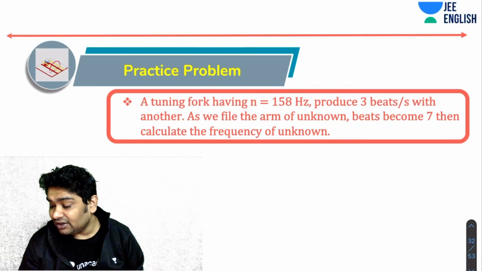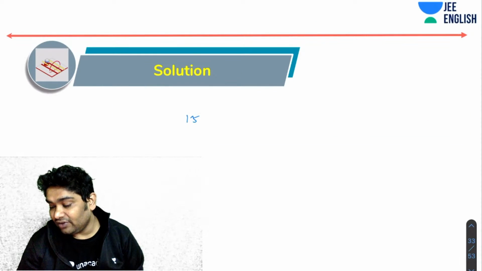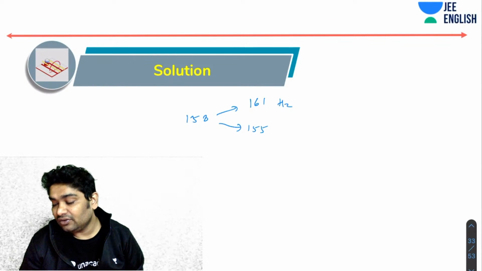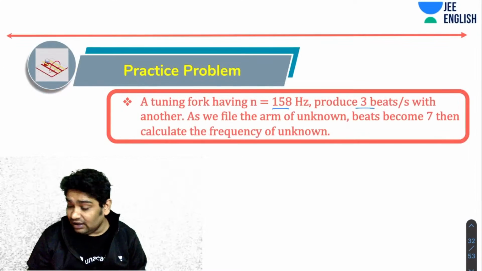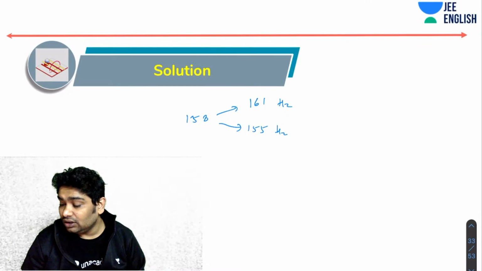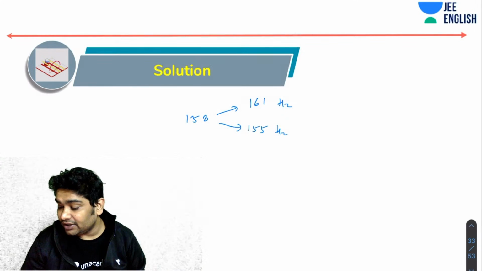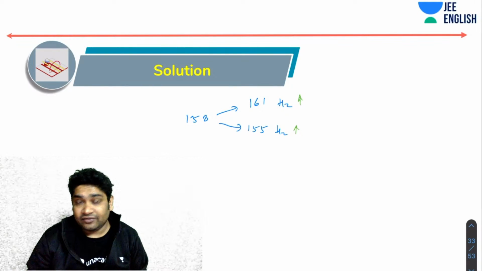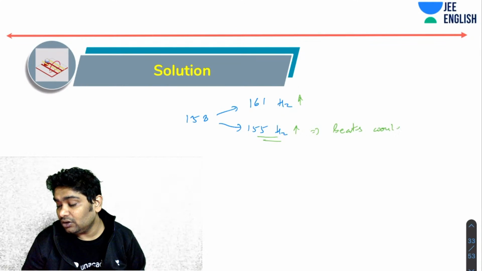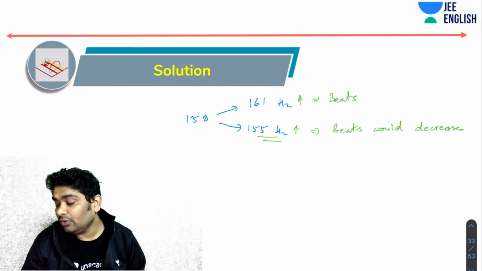All right. So again, this is very simple. 158 hertz produces three beats. So 158 will produce three beats with either 161 or with 155. Now, if you file the arm of the unknown, basically what is happening is that you are increasing the frequency. If it was this one, the beats would decrease if you had filed this one. If it was this one, beats would increase.